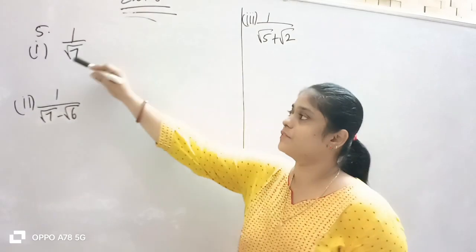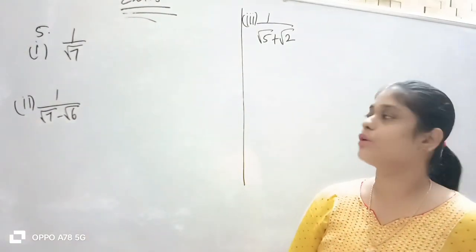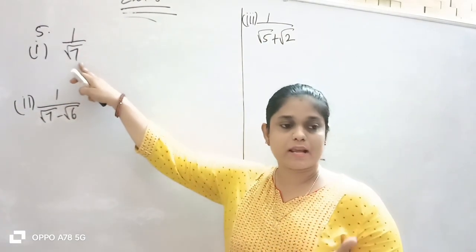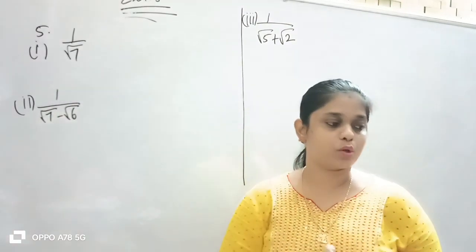Next we are going to see fifth sum. So fifth, let us rationalize the denominator. What is the meaning of rationalize the denominator? In the denominator irrational is there. So rationalize means the denominator should become without root. That is our aim. What is the process for this?